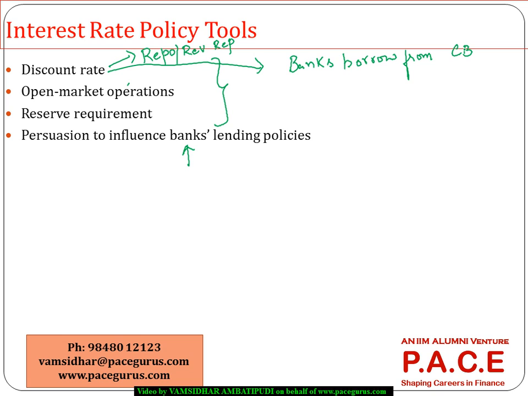Let's say it is reducing the discount rate. What will happen? Every bank will borrow more and more money from RBI because the interest rates have gone low. They have borrowed heavily from the RBI, so money supply in the market is increasing because they borrow more and lend more. Whatever money they borrowed from RBI, they will utilize for loans. So money supply is very high in the market compared to the demand, which will reduce the interest rate.